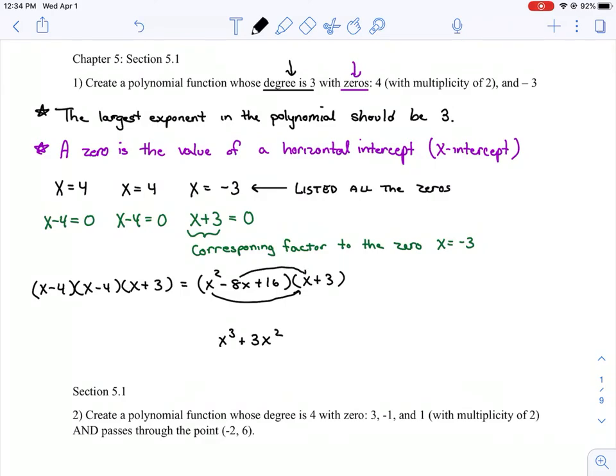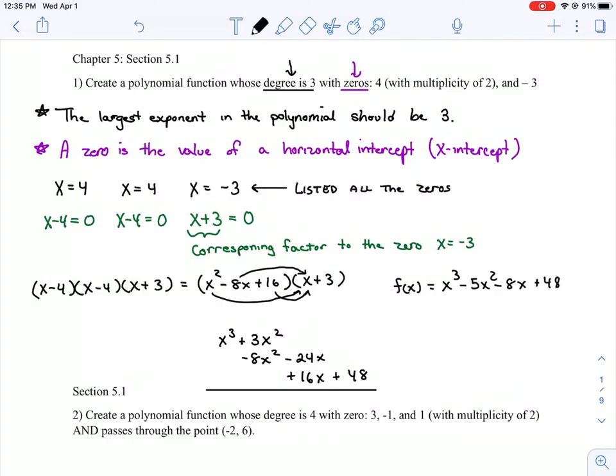So that is x cubed plus 3x squared minus 8x squared minus 24x plus 16x plus 48. So I'm going to label the polynomial f of x, and that's equal to x cubed minus 5x squared minus 8x plus 48.